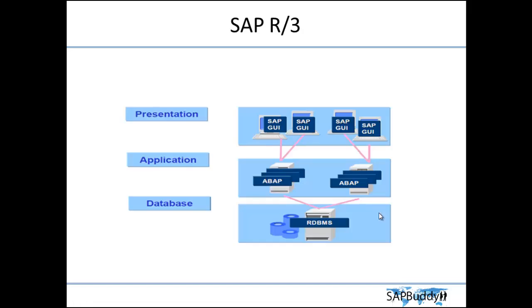SAP is generally called SAP R/3 because it has three different layers. The first layer is called the presentation layer, the second layer is called the application layer, and the third layer is called the database layer. The presentation layer is generally our PC, or let's assume that we are accessing SAP using SAP GUI. Then that specific SAP GUI machine, or the SAP GUI PC, is called your presentation system.